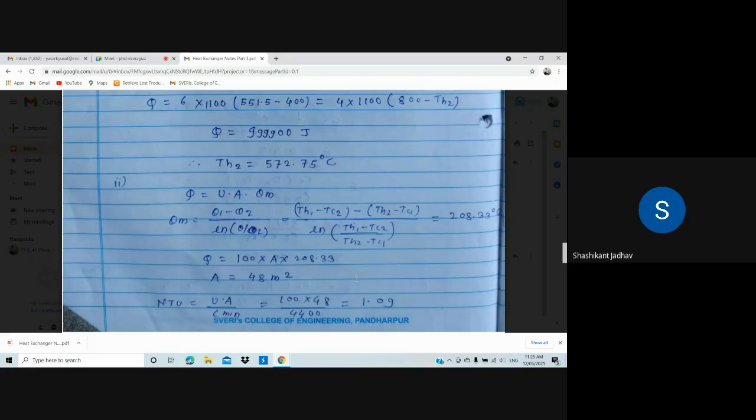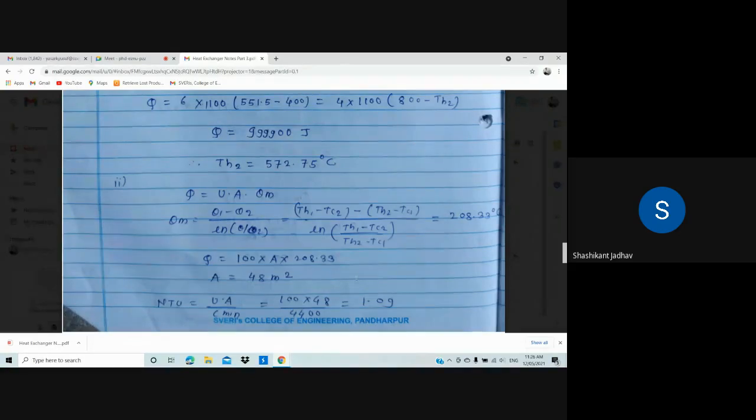All of you write down, Q is equal to U into A into theta m.